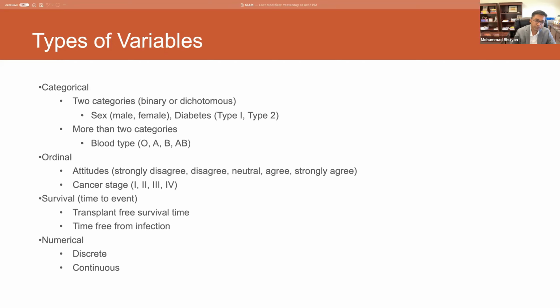Now some types of variables. These are the common terms that you will see. I'll also talk about some of the interesting things later on, but I want to give some ideas about the common things you will see when you want to do a statistical analysis. There are 4 types of variables you can see. One of them is called categorical. Another one is ordinal, survival, and numerical. So what is categorical? When you can put them in one of the categories, suppose male, female, diabetes, blood type, you can put them in different categories.